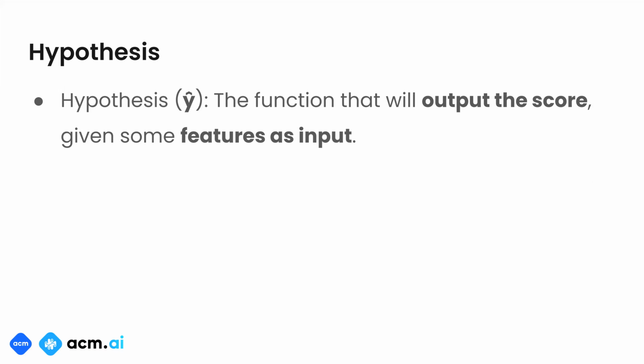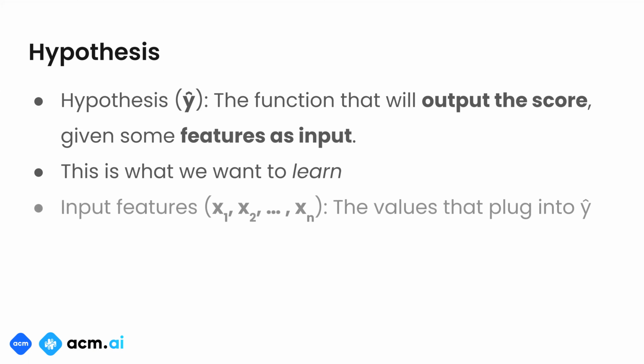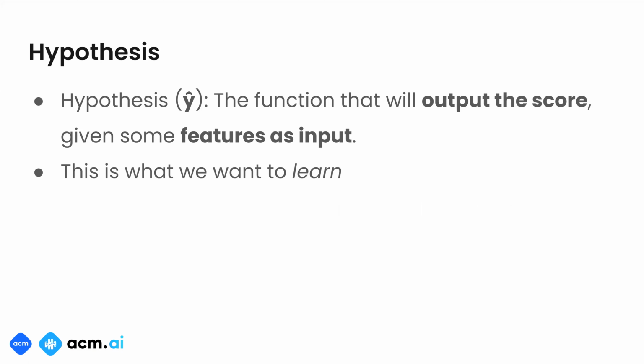Y hat is the hypothesis. It is our guess. It is our model. It is a function, right? And it's what's going to output our predictions. And this is actually what we want to find. If we have this, our problem is done, right? That is our objective. We want to find this y hat.